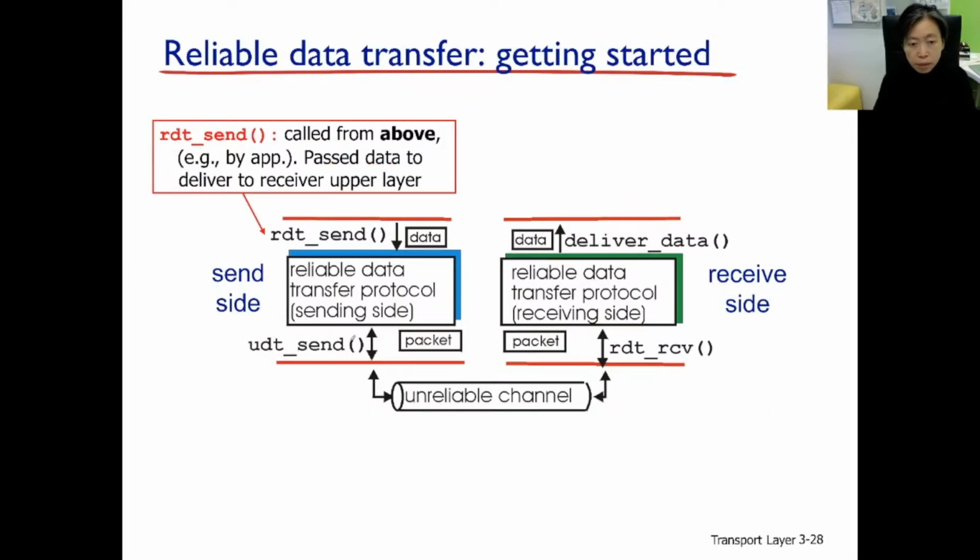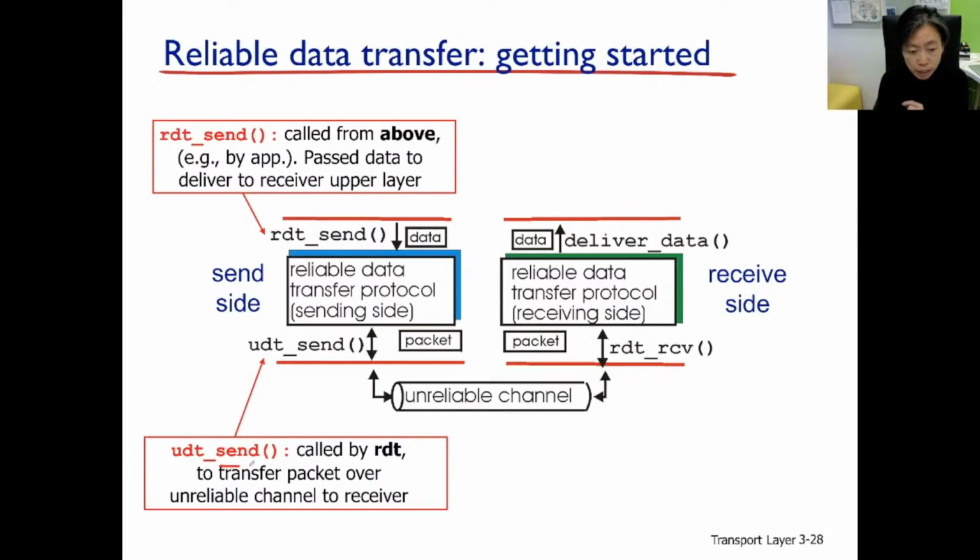These messages are going to be processed here, and a number of segments, or packets, will be generated. When we're talking about general reliable data protocol design, let's just call these packets. So messages are now data, and segments are now packets. The action of pushing the packets down to the unreliable channel is UDT send. UDT send is called by the sending side of the RDT protocol to transfer packets over the unreliable channel.